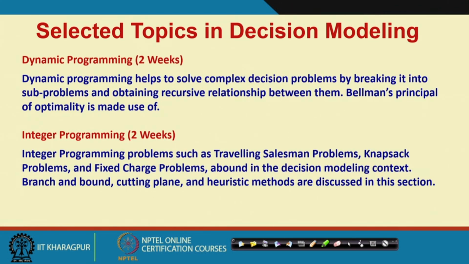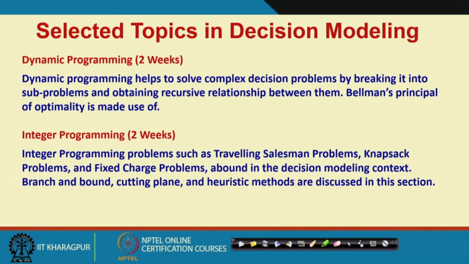In other words, if I divide the problem into stages and at stage 3 I have optimal solutions known, then I come to stage 2 and consider only those things which are in stage 2 and then make use of the stage 3 optimal solutions, it should be possible to find the final optimal solution. Now, next comes the integer programming problems.